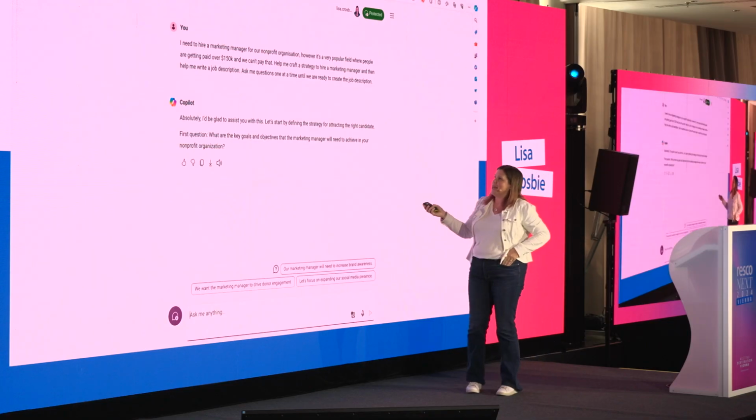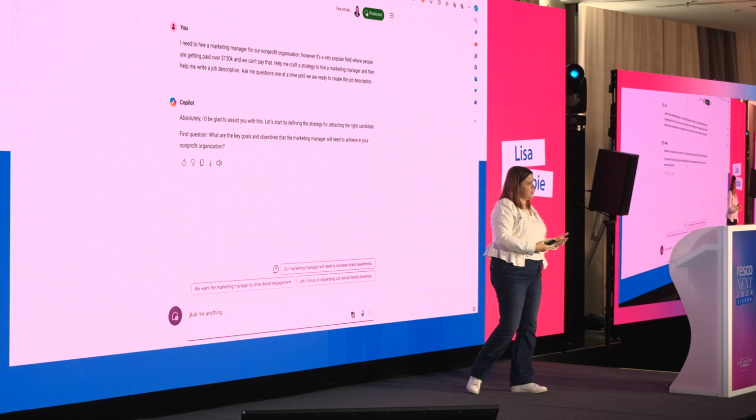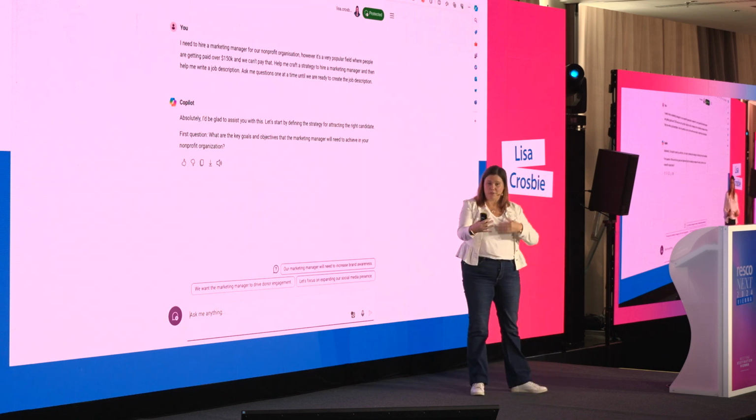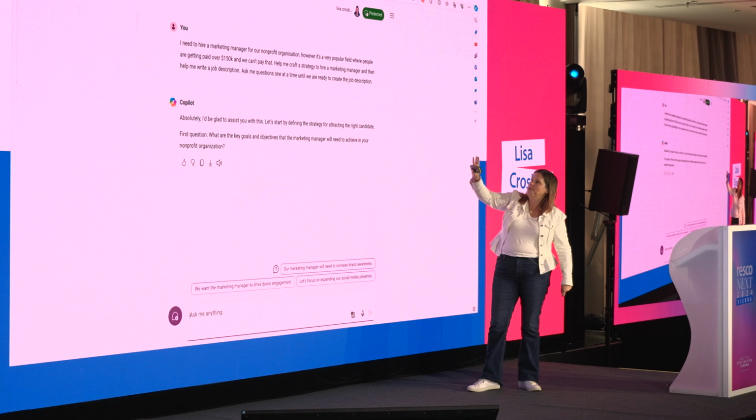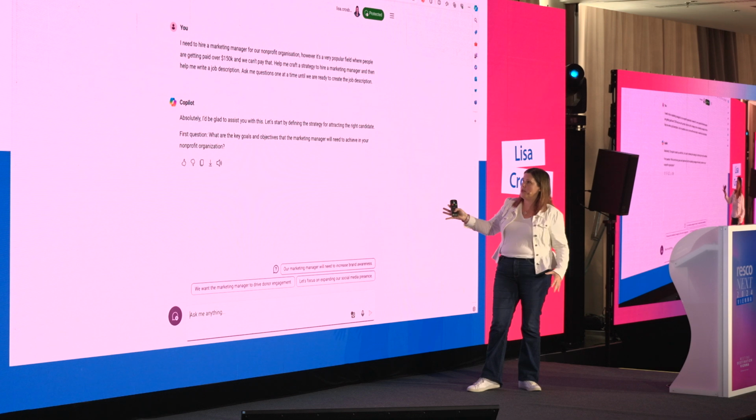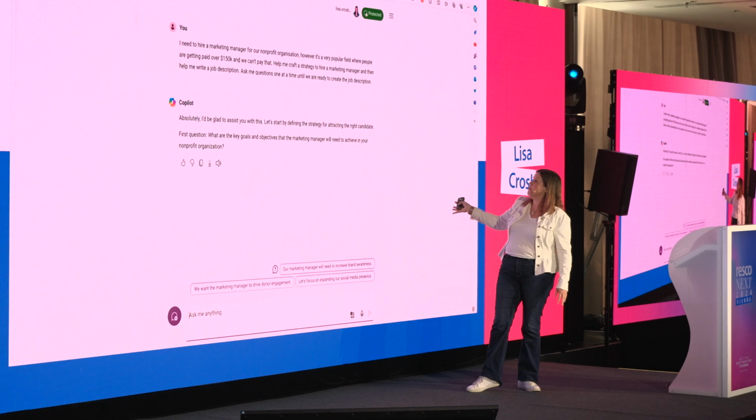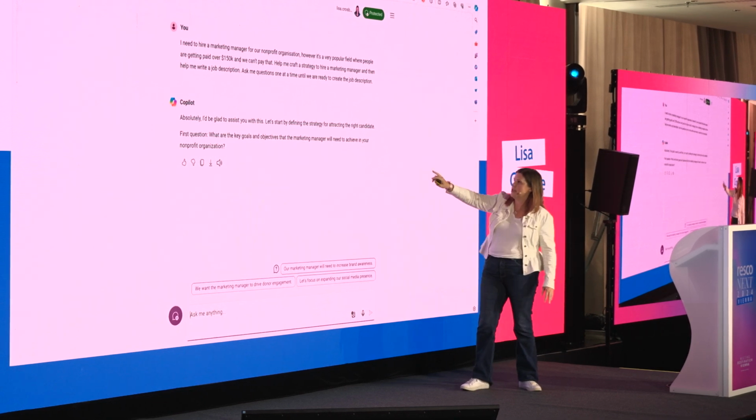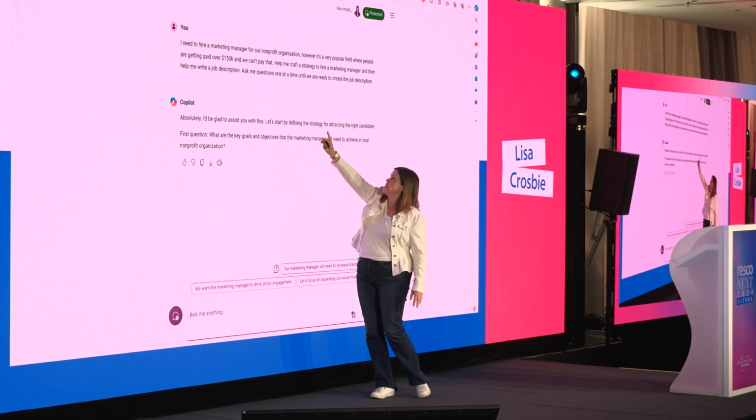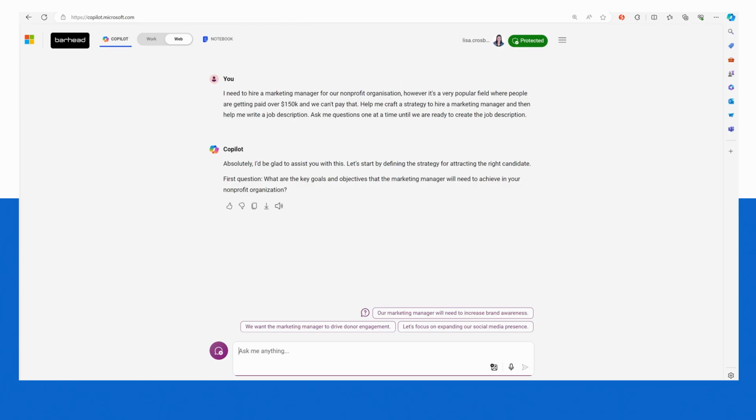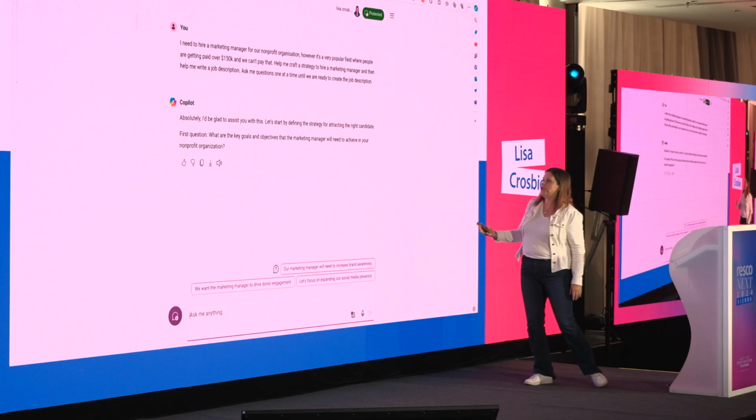Instead of that, the idea here is to say, let's use this for brainstorming. This is a two-way conversation. You can have a multi-turn conversation with the AI here. For a nonprofit, I need to hire a marketing manager. However, it's a popular field where people are getting paid over $150,000 and we can't pay that. Help me craft a strategy to hire a marketing manager and then help me write a job description. This is the core part of the prompt that matters here. Ask me questions one at a time until we are ready to create the job description. That kind of prompt will give you a completely different experience than, please write me a job description, because you are now engaging the AI with this two-way conversation and doing brainstorming.